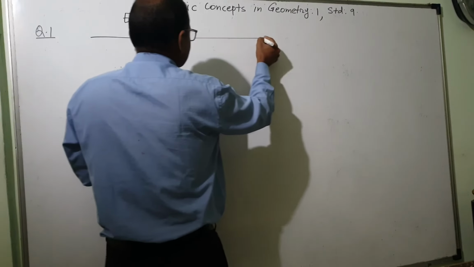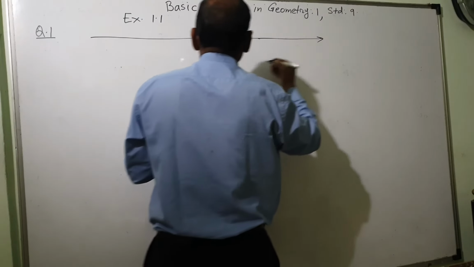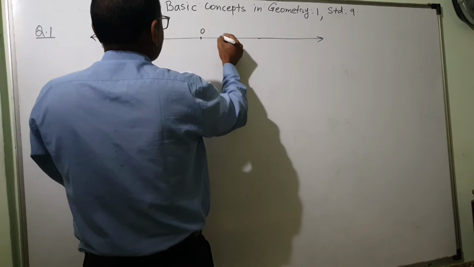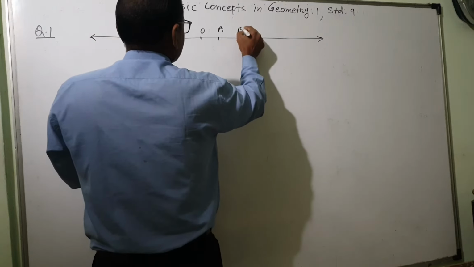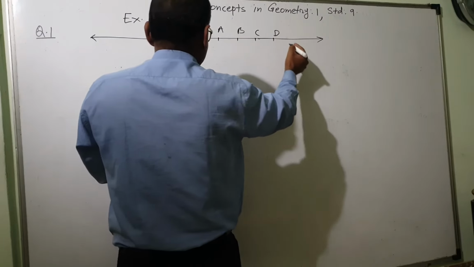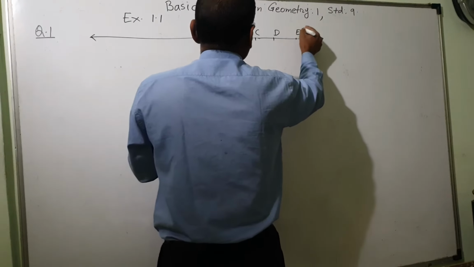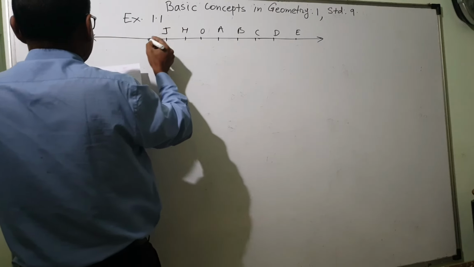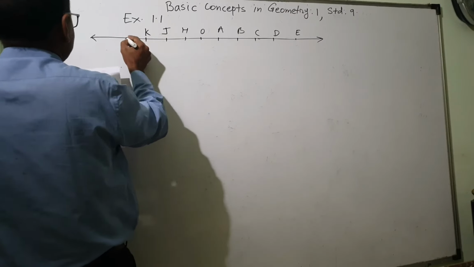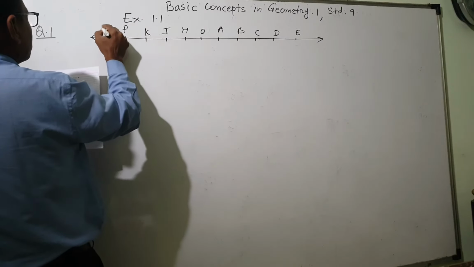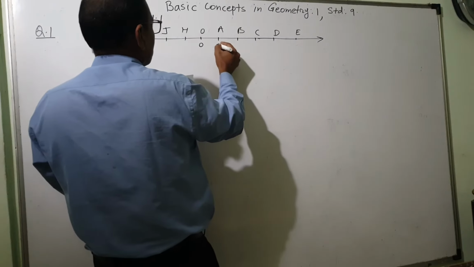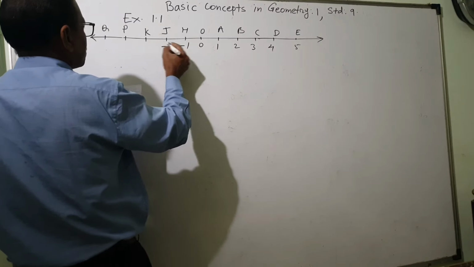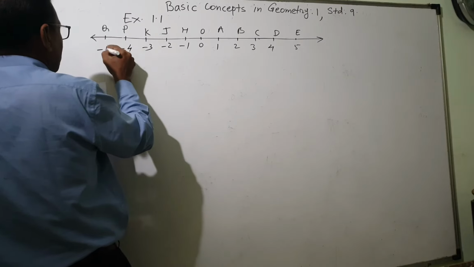A number line is given. This is O, A, B, C, D and E. Here it is H, J, K, P and this is Q. This is 0, 1, 2, 3, 4, 5. Here it is -1, -2, -3, -4 and -5.